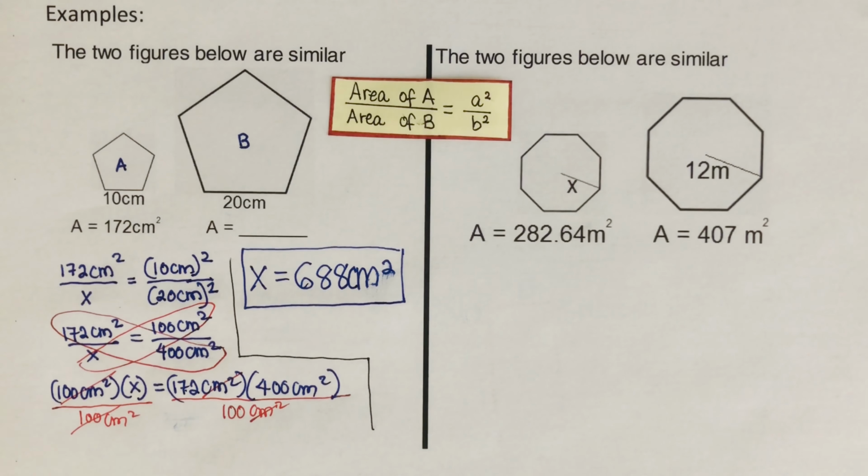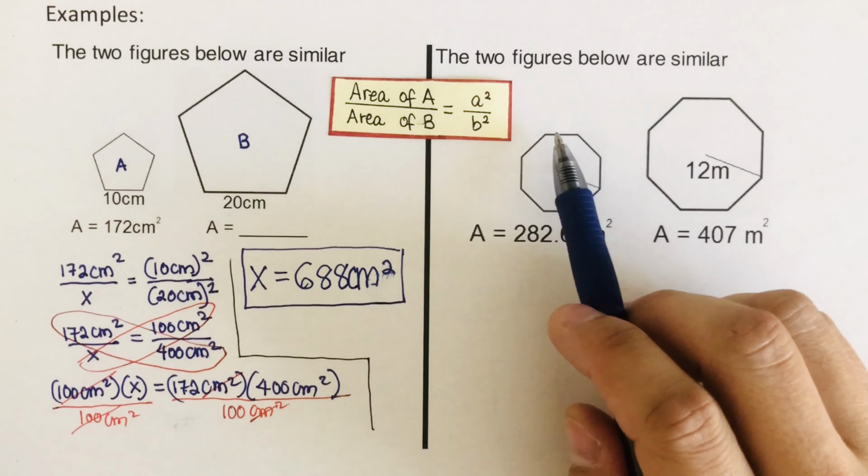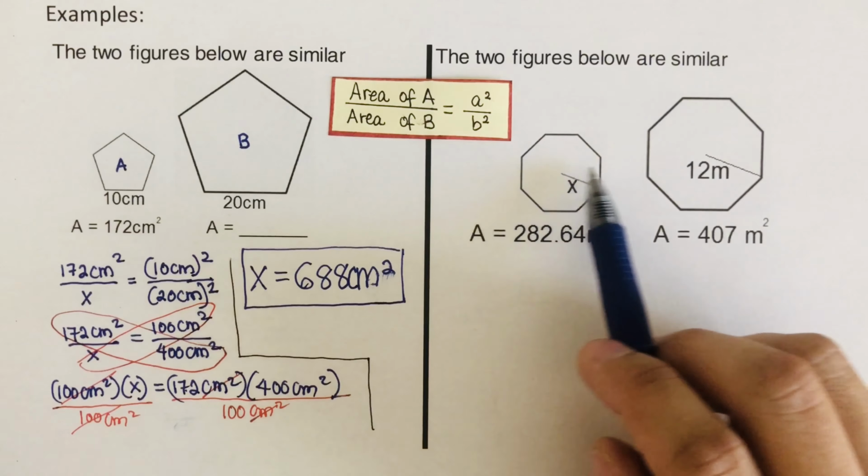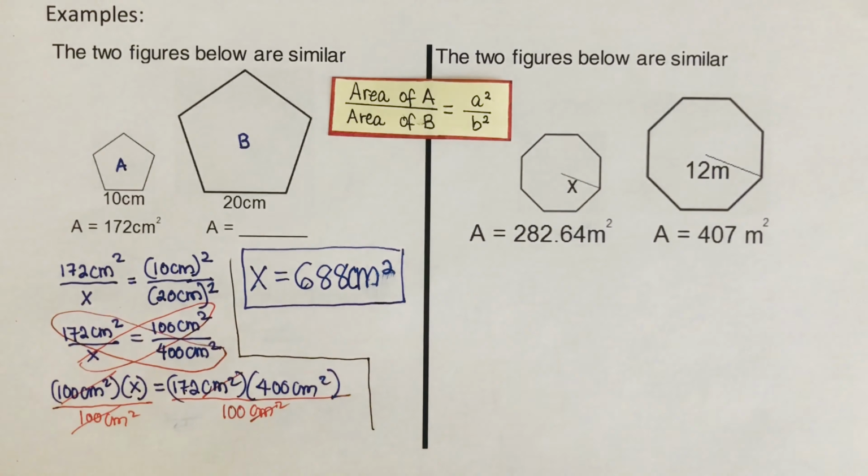Okay, so this is an example of an octagon. Octagon because there are 8 sides. So it's going to be 1, 2, 3, 4, 5, 6, 7, 8. So that's an octagon. We are going to use again this equation right there. First we are going to just plug in the values into the equation. So the area of A, this is our Pentagon A, and this is our Pentagon B.